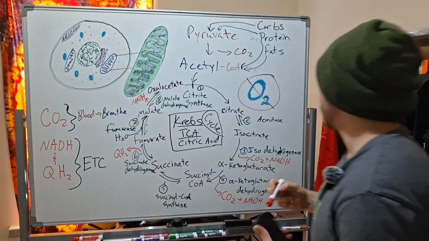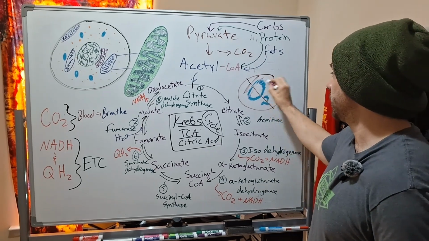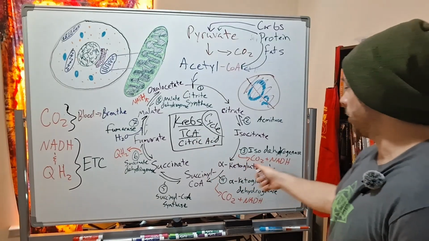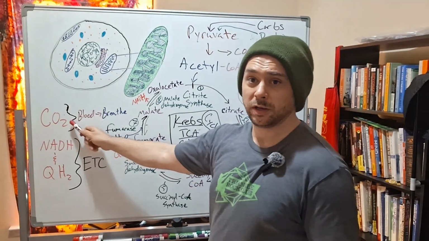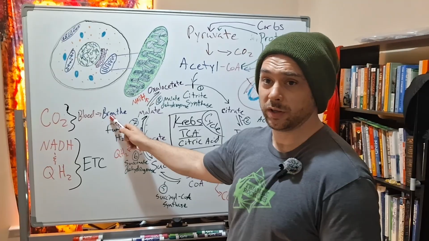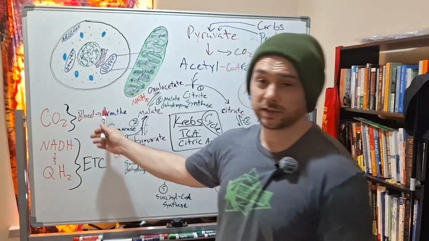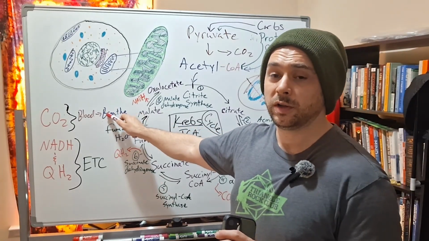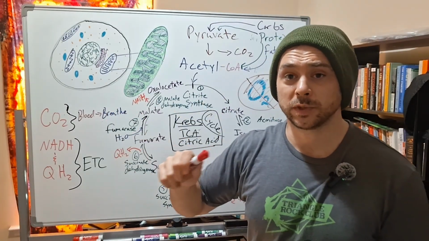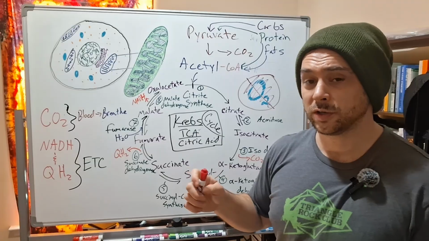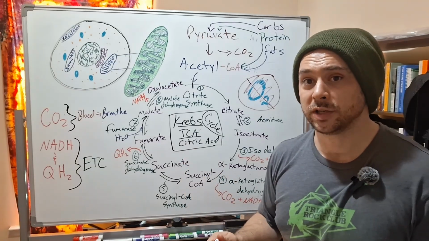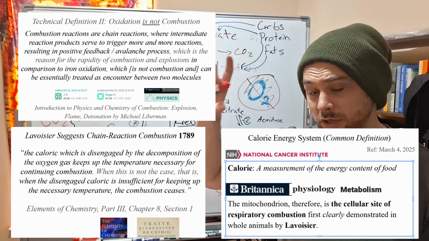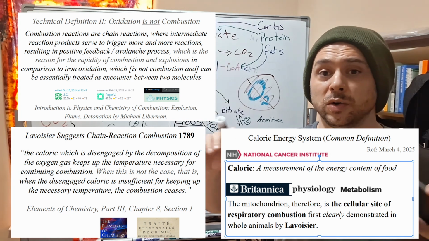Oxygen, if you can't see that sign, oxygen is not involved in this cycle at all. So when we're making the carbon dioxide that is going to be pushed out into the blood and what we breathe, it's not with the oxygen that we breathe. So the carbon dioxide we breathe out never comes in contact with the oxygen we breathe in. And so there's no chain reaction from that other definition of combustion. If we take that chain reaction one, then there is no chain reaction.